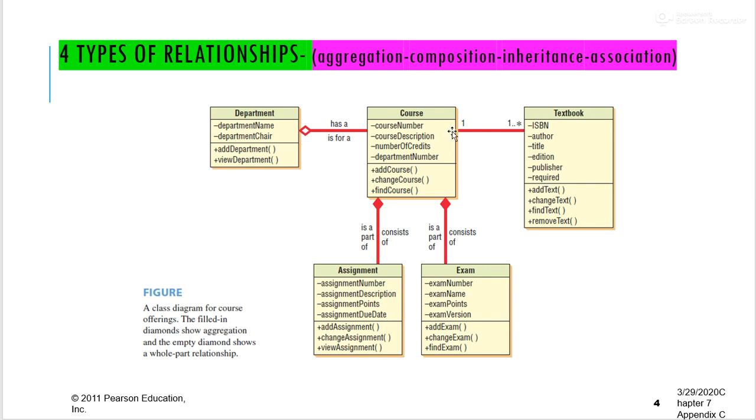The second type of relationship, like we have something in common with databases, is association, which we have like one to many, or many to many, or whatever. These are different kinds of association that we have. This is the second type.